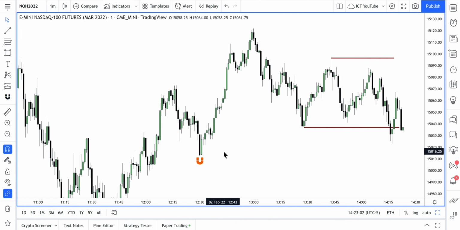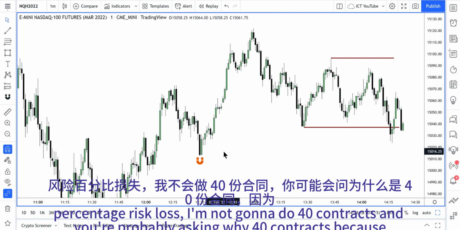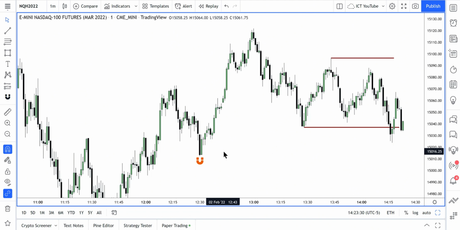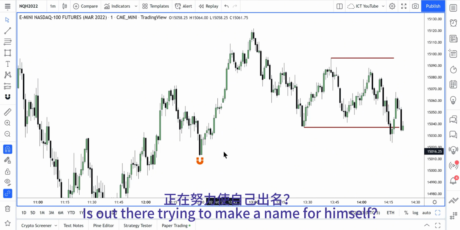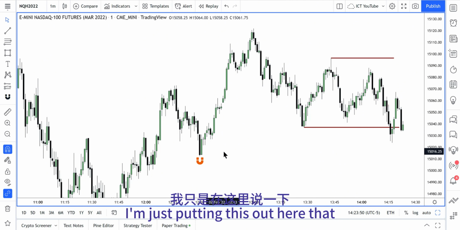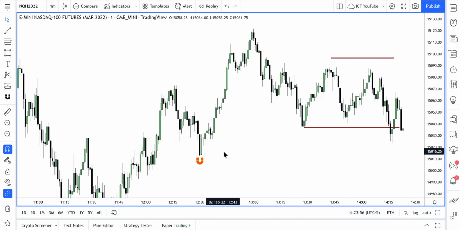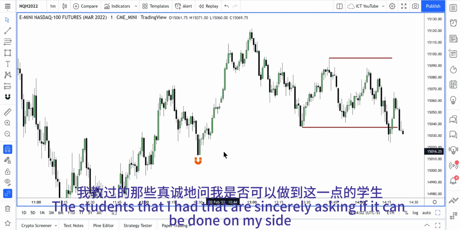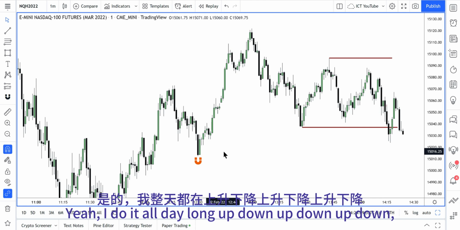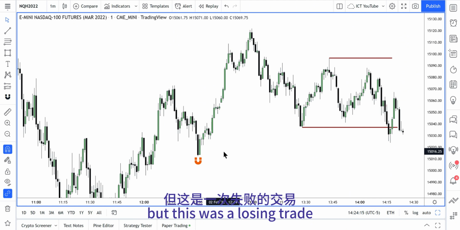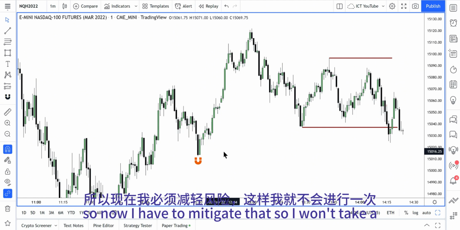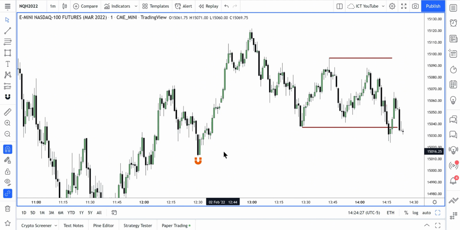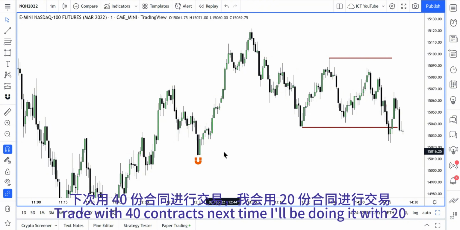So now my next trade, even though I didn't take the maximum percentage risk loss, I'm not going to do 40 contracts. And you're probably asking, why 40 contracts? Because the YouTube guy that is out there trying to make a name for himself, just putting this out here, that the students that I have that are sincerely asking if it can be done on my side, yeah, I'll do it all day long. Up, down, up, down, up, down. But this was a losing trade. So now I have to mitigate that, so I won't take a trade with 40 contracts next time. I'll be doing it with 20.